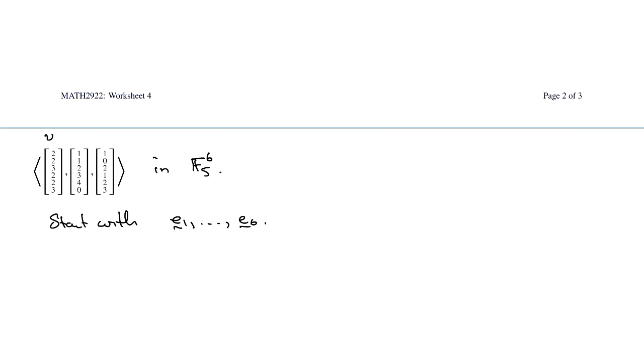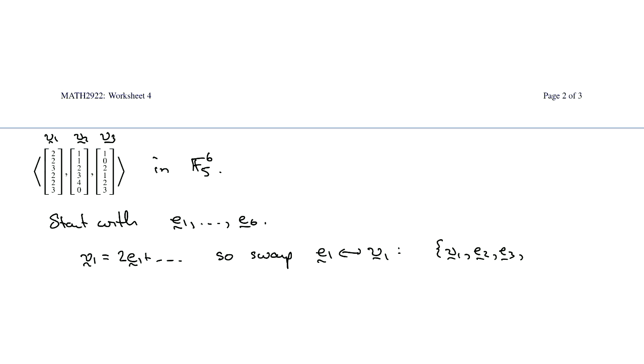Then call our vectors V1, V2, V3. V1 equals 2E1 plus da-da-da-da-da. So let's throw away E1. So now our new basis is V1, E2, E3, E4, E5, E6. Now we have to write V2 in terms of that basis.